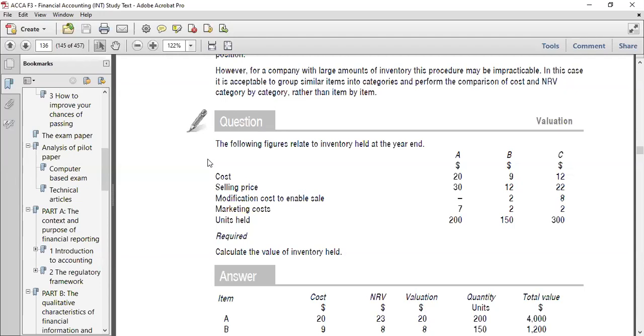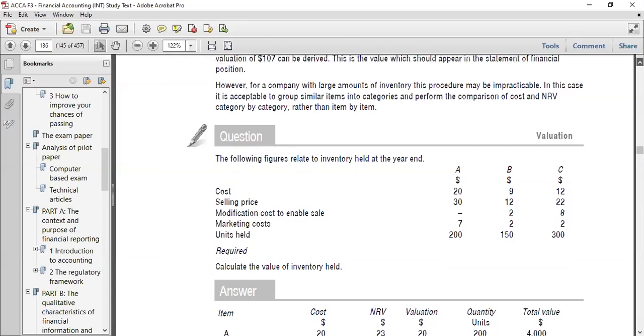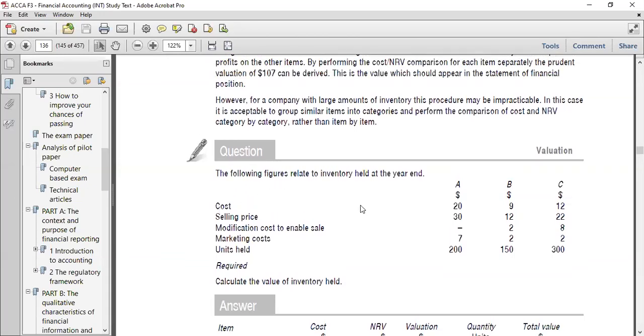a case here where they're telling us that the following figures relate to inventory that was held at the year end. Okay. So we have cost, we have the selling price, then we have the modification cost to be able to sell, we have the marketing cost, then we also have the units held. The same thing with here, with here. Now, here the examiner wants to test your understanding of cost and net realizable value, and also understanding the principle that we value inventory at the lower, okay.